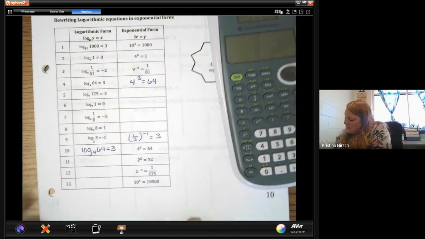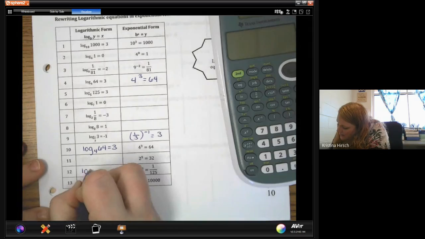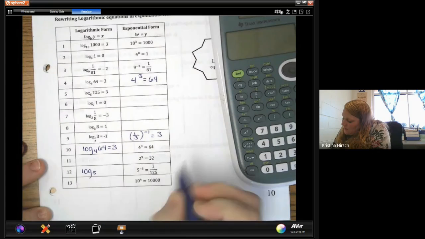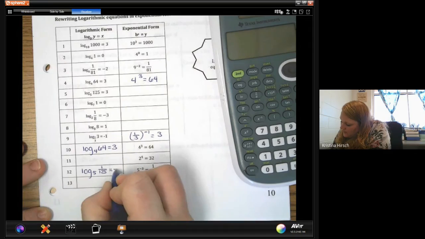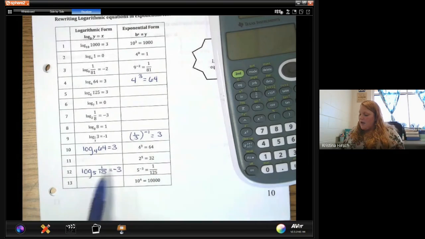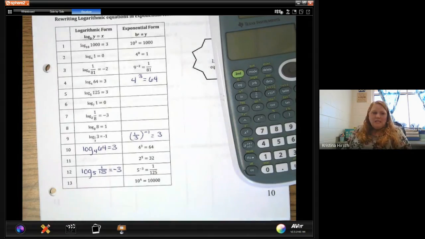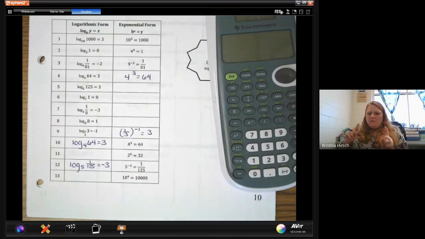So if I look at this next one, it would be the log base 5, left, right, middle. So 1 over 125 equals middle negative 3. So left to the right equals the middle. So again, it's easier for me to look at it kind of like reverse, left to the right equals the middle, and then it kind of stands out.